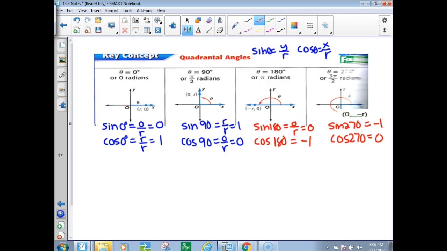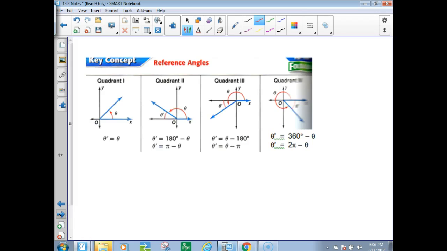Okay. Now, the next concept is where we're starting to really get into some new stuff. Reference angles. A reference angle is an angle made with the x-axis. It's the angle made with the nearest x-axis, as opposed to what theta is. Theta, the angle itself, can be large, out of the range of 90 degrees. It can be all the way into 180, 270, etc. Or even larger than 360.